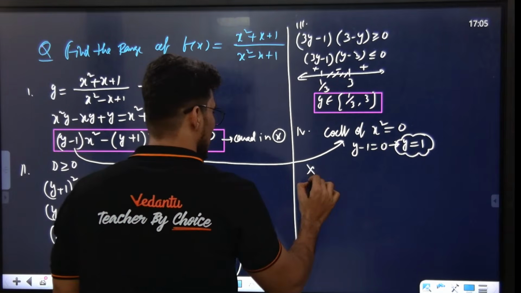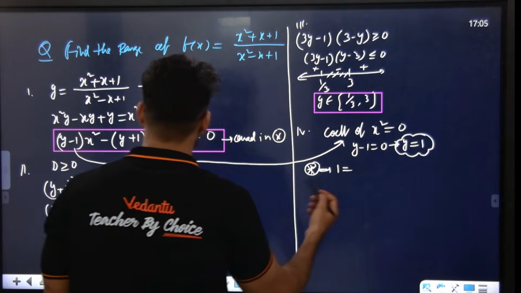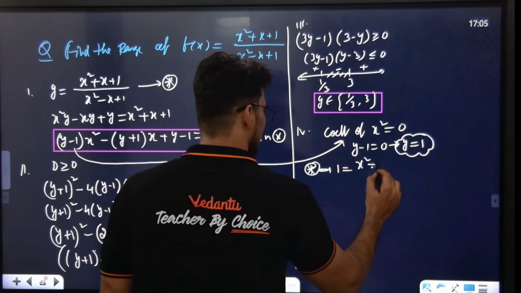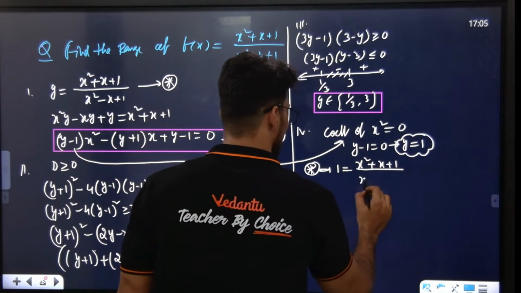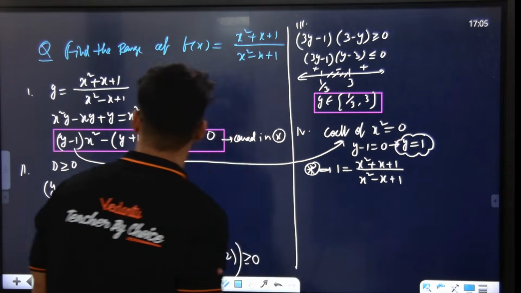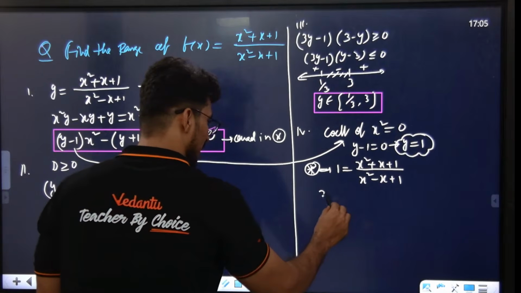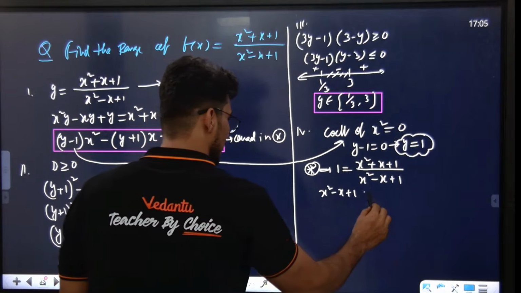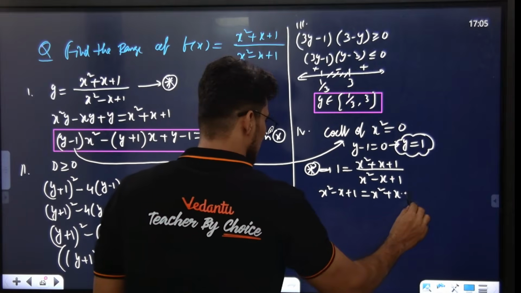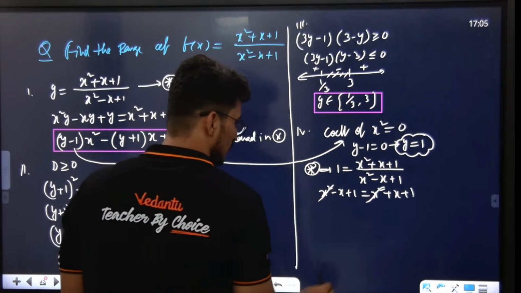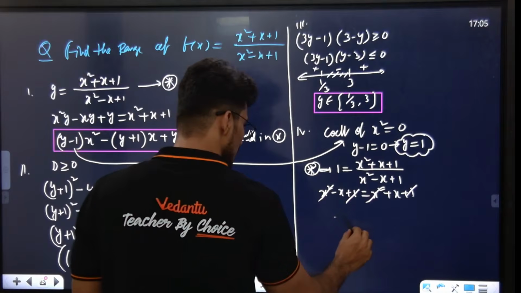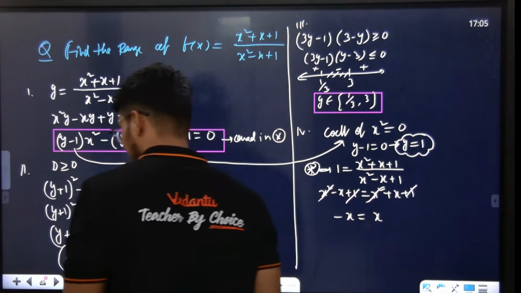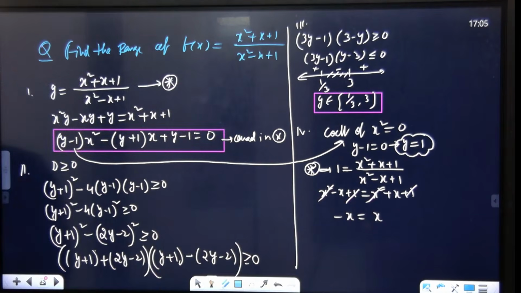Okay, from the star equation, y value 1 put, x square plus x plus 1 divided by x square minus x plus 1. Okay, sir, if cross multiply panna, x square minus x plus 1 is equal to x square plus x plus 1. X square cancel, 1 cancel, minus x is equal to x. Is this correct? Minus x is equal to x means what are we getting? Is that correct?